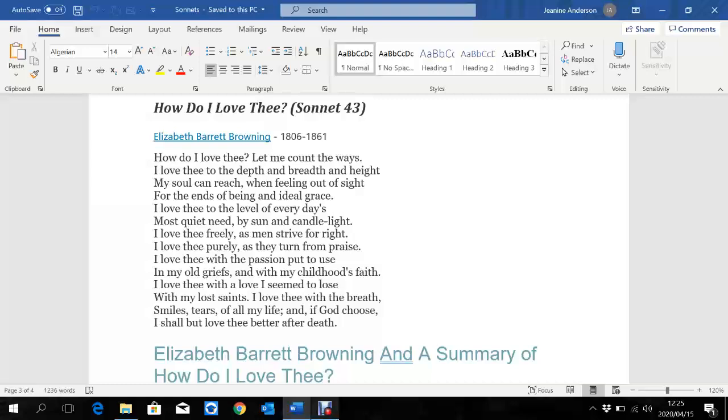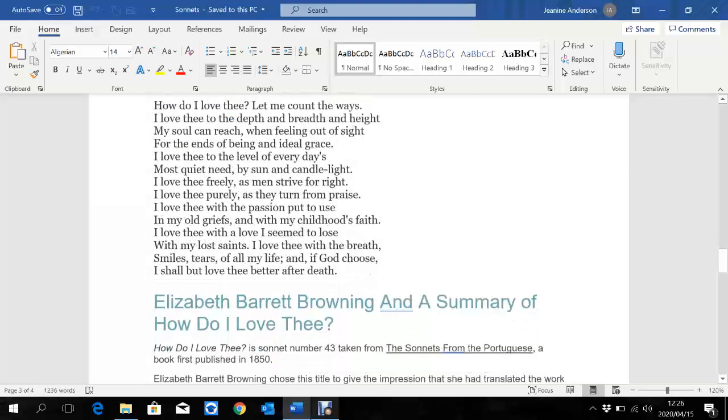So yeah, that's a beautiful, beautiful poem and a personal love poem, one that she really wrote for him and for the man that saved her.